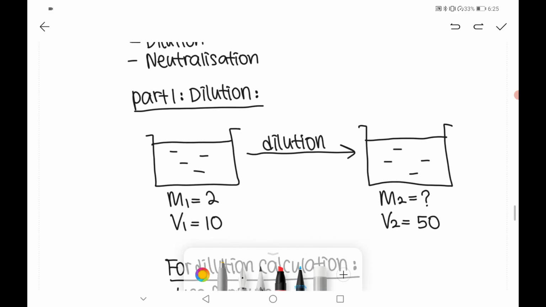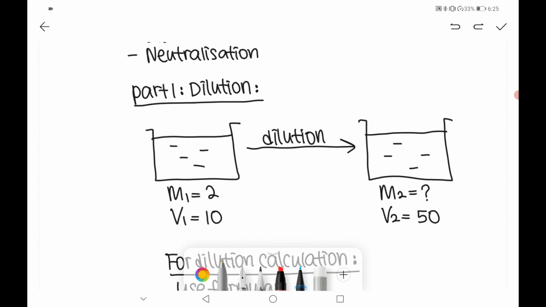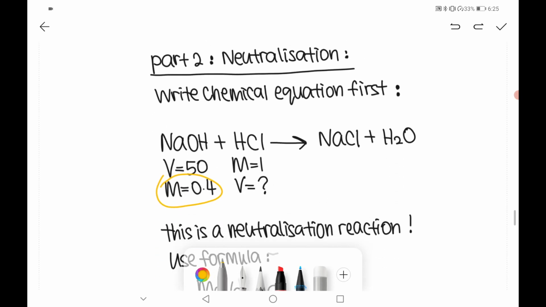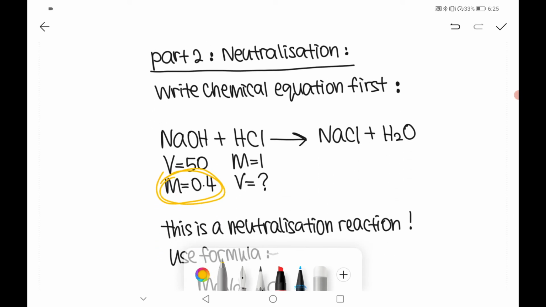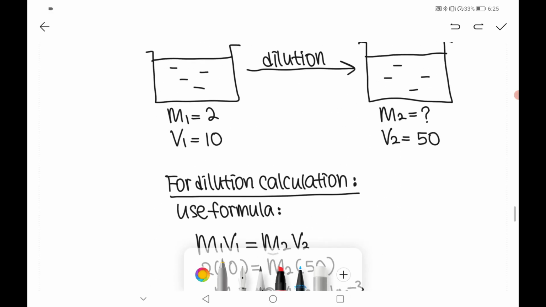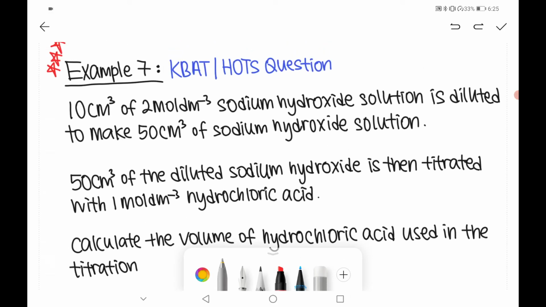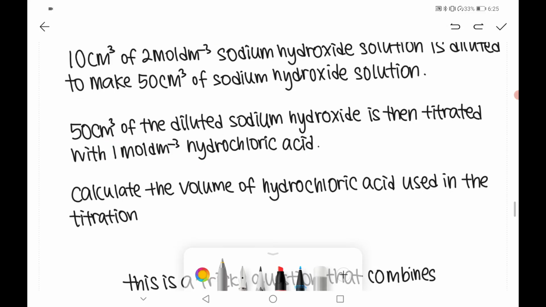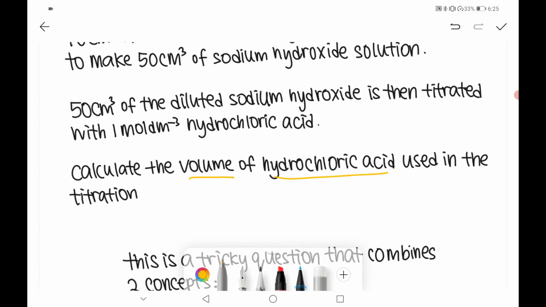So remember, just now we already diluted the sodium hydroxide, and the concentration now becomes 0.4. So now you have to be careful. The concentration of sodium hydroxide is 0.4 because we already diluted it. Okay, so the acid, they give you this. The molarity of the acid is 1, and the volume of acid, we don't know. We want to calculate the volume of acid.